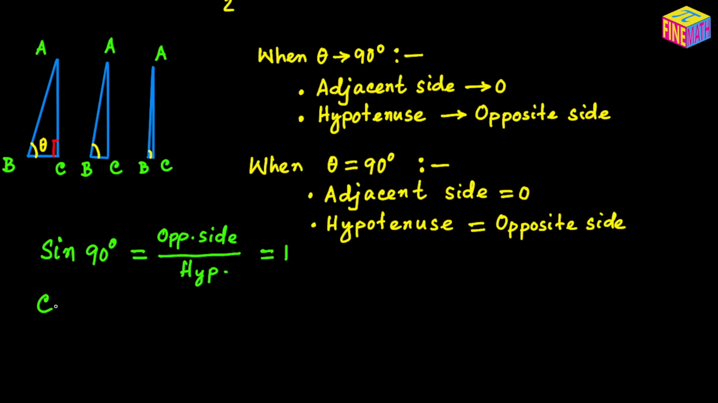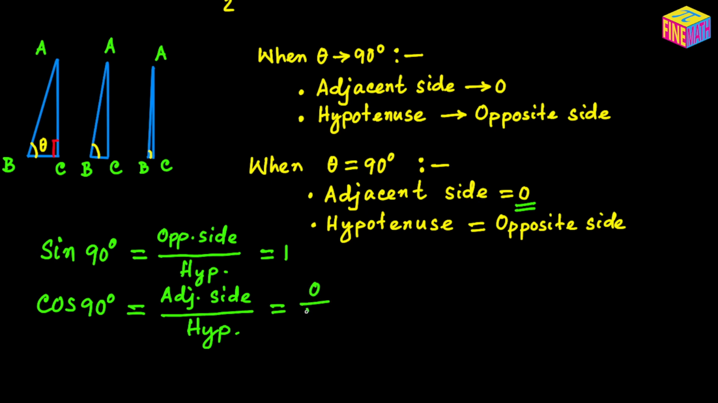Similarly, what would be cos 90 degrees? Let's see, cos 90 degrees would be adjacent divided by hypotenuse. Now in this case, if you look at it carefully, the adjacent side is now 0. When theta becomes 90 degrees, the adjacent side length is 0. So that becomes 0 divided by hypotenuse, that will be eventually 0. So 0 divided by anything becomes 0.